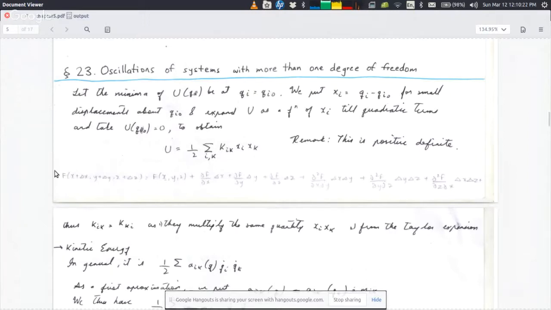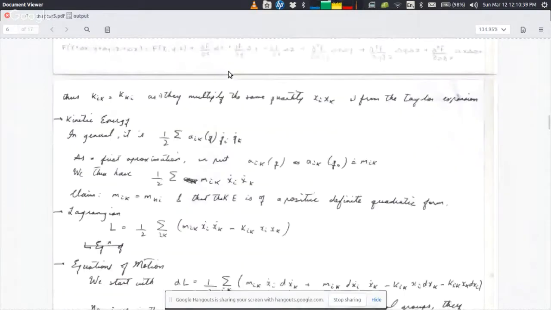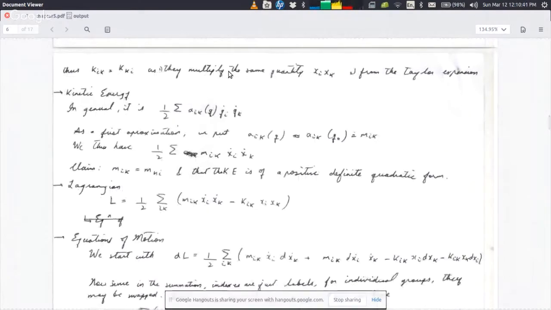And we start with saying that you can expand the potential around this using the variables defined above in this form, half Kik Xi Xk. And now we know that this Kik will be positive because it's a minima. So the second derivative will always be positive, not too hard to see.